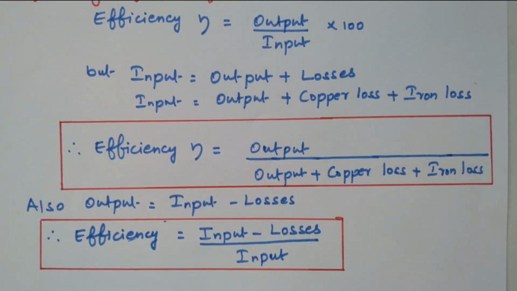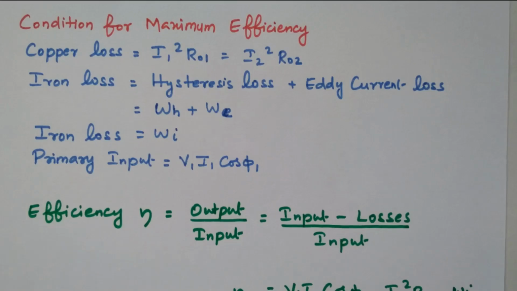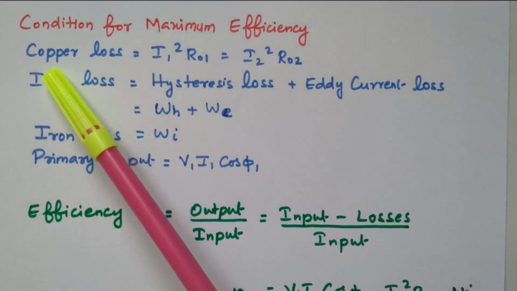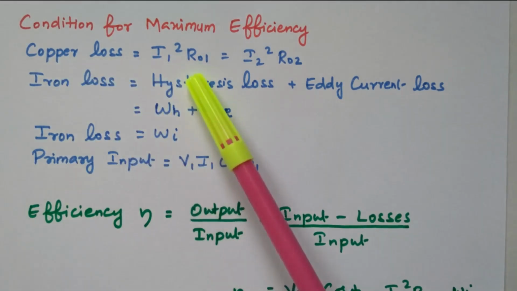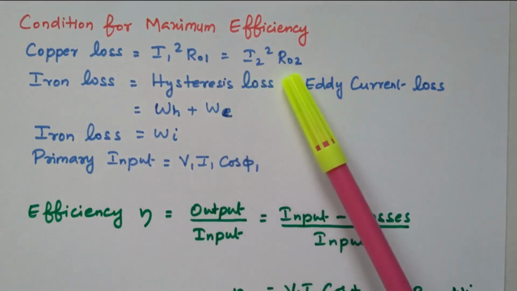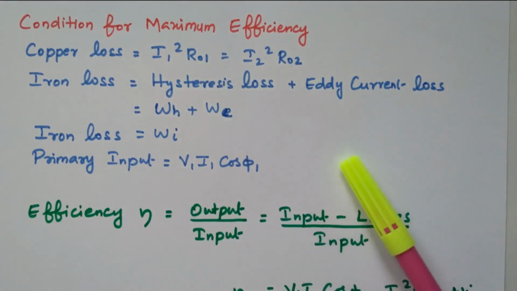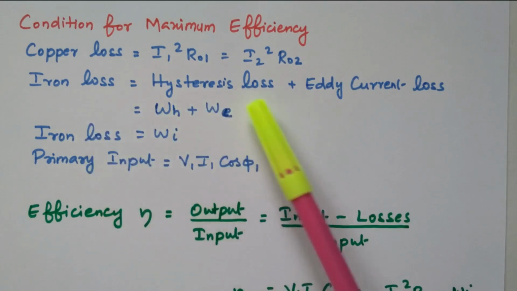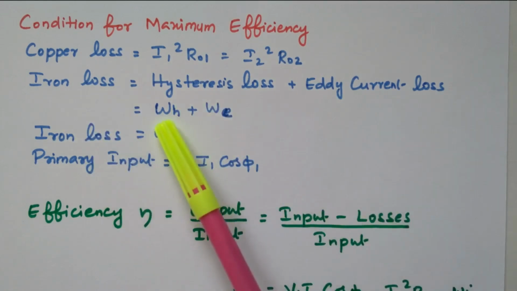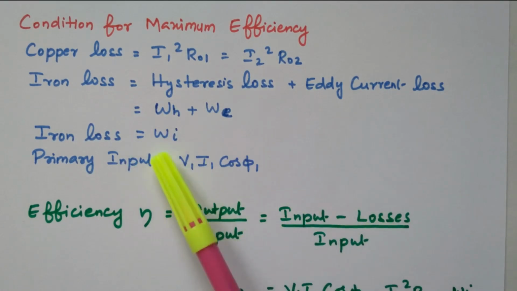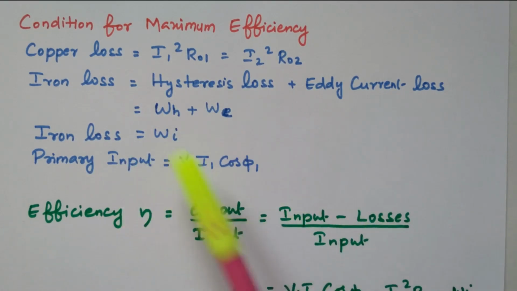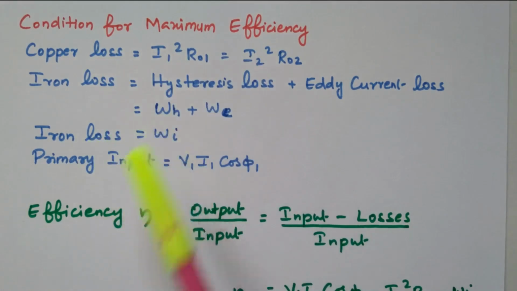Now we will go to the condition for maximum efficiency. First we find the copper loss, that is I1 square R01, equal to I2 square R02, referring to the primary winding and the secondary winding respectively. The iron loss equals hysteresis loss plus eddy current loss, WH and WE. The total iron loss is WI. So this is the copper loss and this one is the iron loss. The total primary input to the winding is V1 I1 cos phi1, which is the input power.